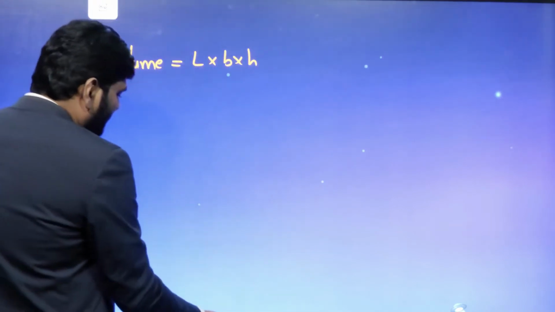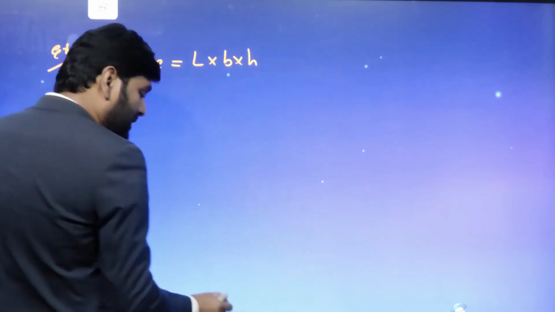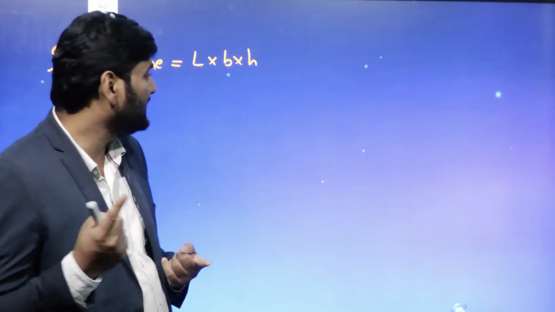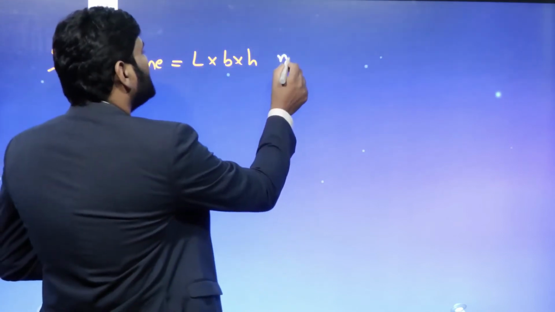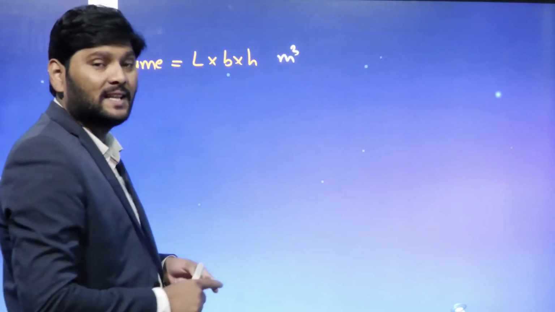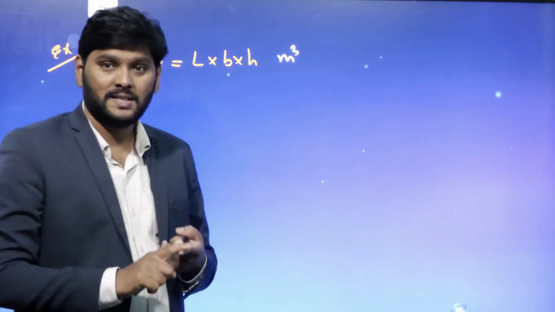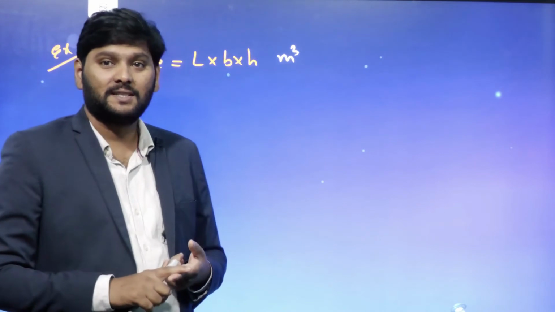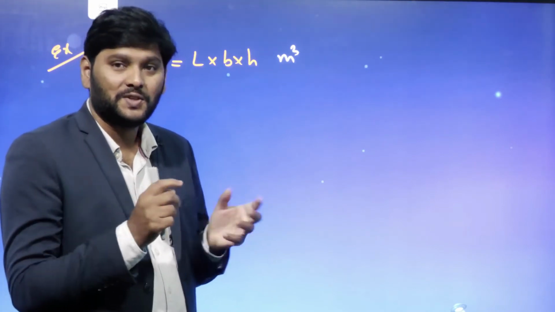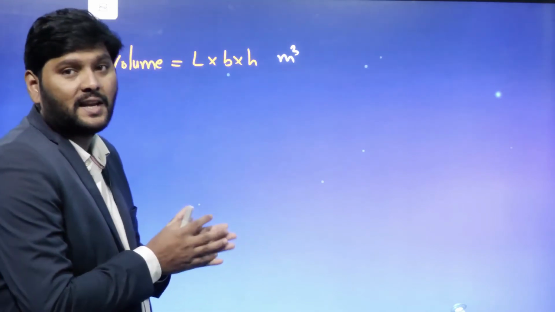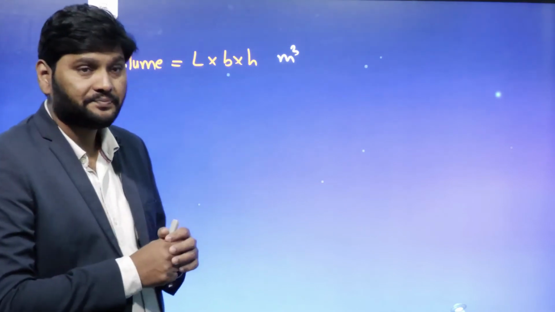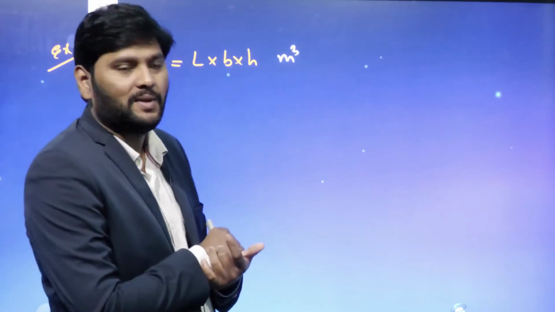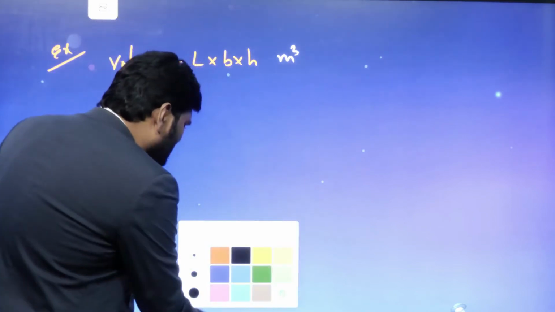Now when the volume formula is length into breadth into height, what are the units? Yes, you are right, the units are meter cube, because length is meter, breadth is meter, height is also meter, so totally meter cube. So that way we can simply write the units by using the formulas.